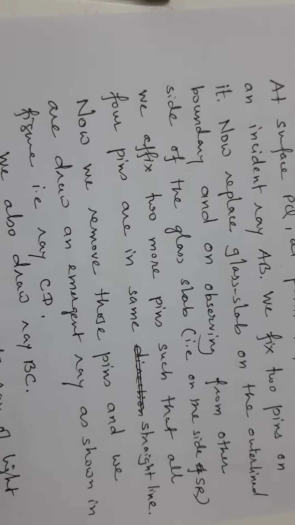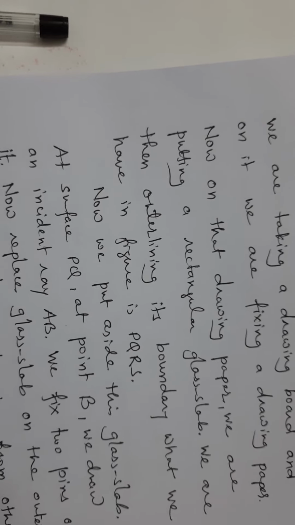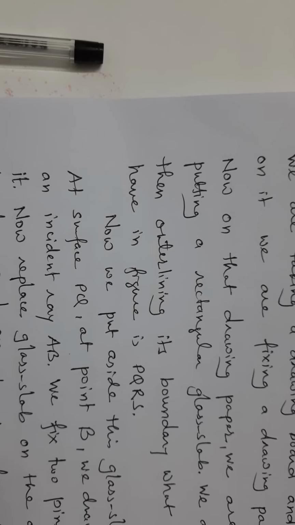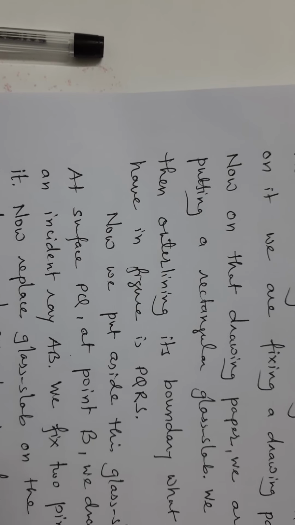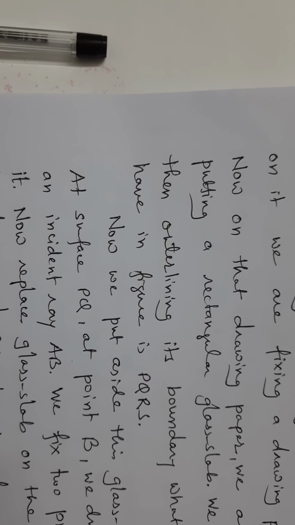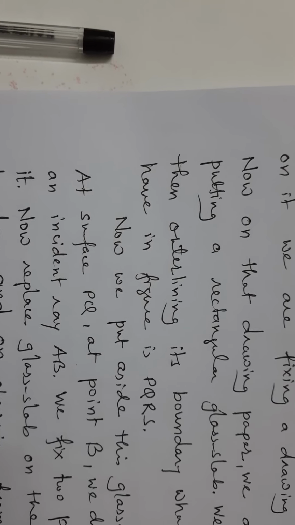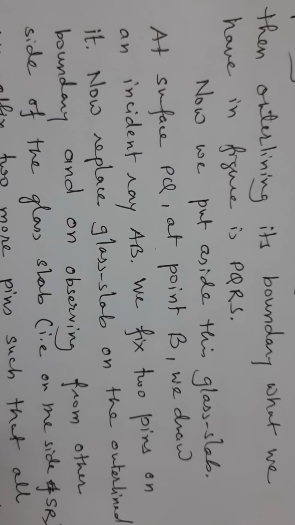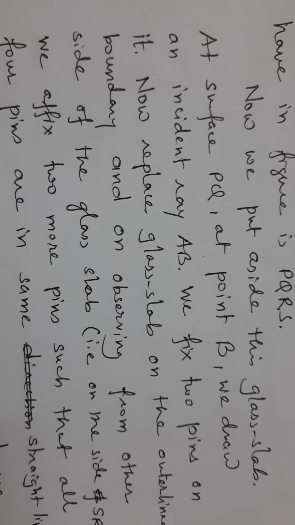Now then, how actually this experiment is performed, that has been explained. I just repeat again what has been written. In this experiment, we take a drawing board and fix a drawing paper on it. Then we put a rectangular glass slab on the drawing paper. We outline its boundary, PQRS in the figure. Now we put aside this glass slab. At surface PQ, at point B, we draw an incident ray AB.